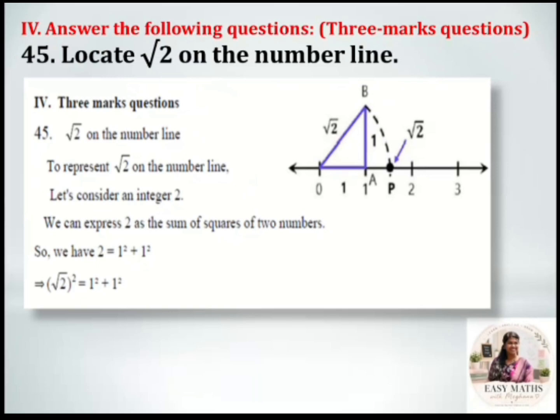So by the Pythagoras theorem, the base square is equal to the other 2 sides squared. So I can write root 2 whole square is equal to 1 square plus 1 square. So to represent root 2 on the number line, we will get 1.5 marks. And to apply the Pythagoras theorem, you are getting the 1.5 marks. So totally by this question, you will get 3 marks in your examination.